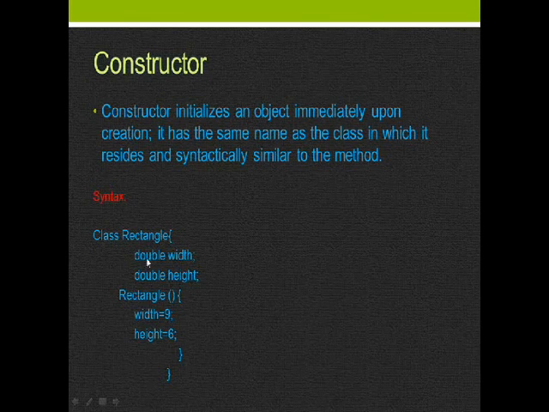Class Rectangle, double width, double height. In Rectangle, width equals 9, that is, the value 9 is assigned to width, and the 6 is assigned to height. This Rectangle is syntactically similar to any method and it has the same name as the class Rectangle. This type of immediate initialization is called a constructor.